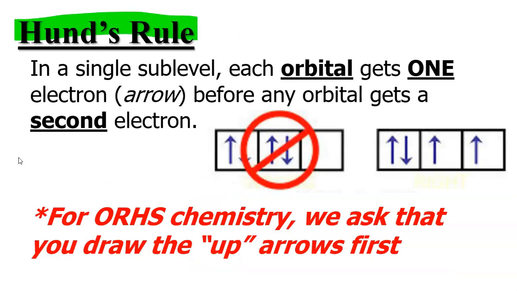Hund's rule states that in a single sublevel, each orbital gets 1 electron before any orbital gets a second electron. This just shows the spinning of the electron around the atom. So it's one spins this way, then this one also wants to spin this way. This diagram is correct. And then this one wants to spin this way too. Only if you have to add more do you have one spinning the opposite direction. They would rather spin one way before they spin the other.